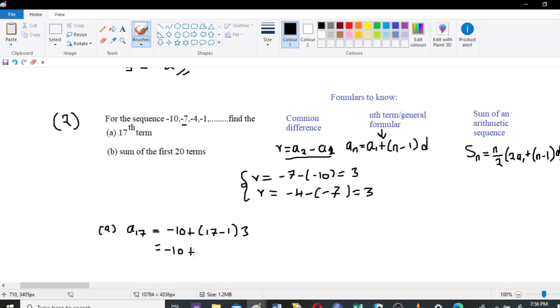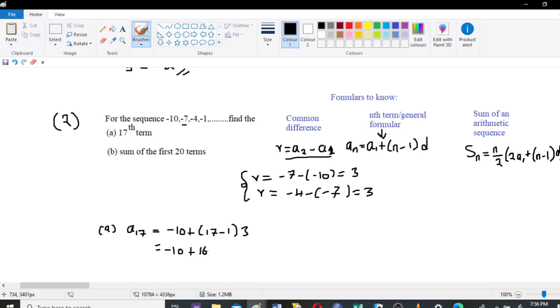Plus, what are we getting here? We are getting 17 minus 1. That will give us 16, right? So that one, we are going to get 16. So we're just going to say we have 16 here.